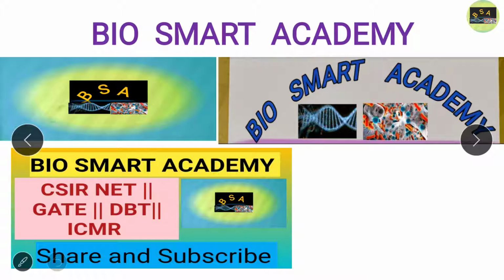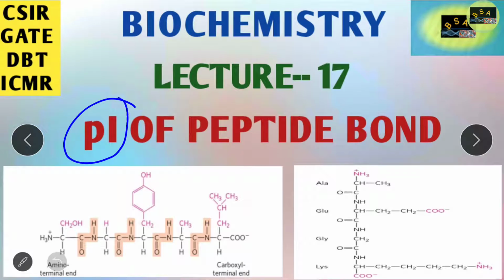In today's lecture, we will continue our lecture series on peptide bond. We already made one lecture on peptide bond, that is basics of peptide bond. So first go and watch that lecture of basics of peptide bond and come here to watch today's lecture, that is isoelectric point of peptide bond. That is how we can calculate the pI or isoelectric point of a peptide bond.